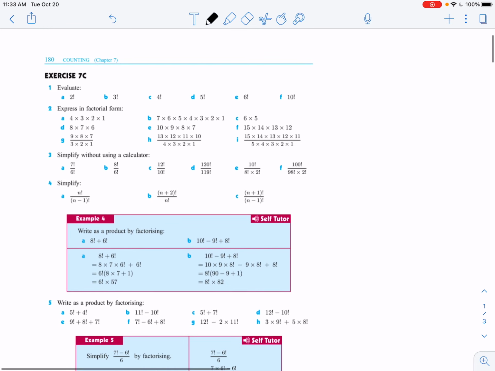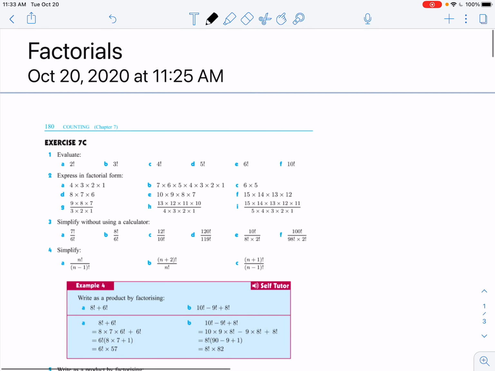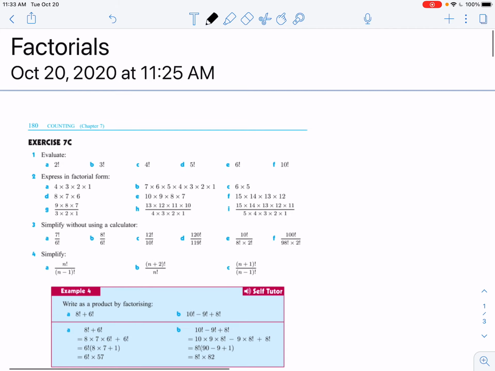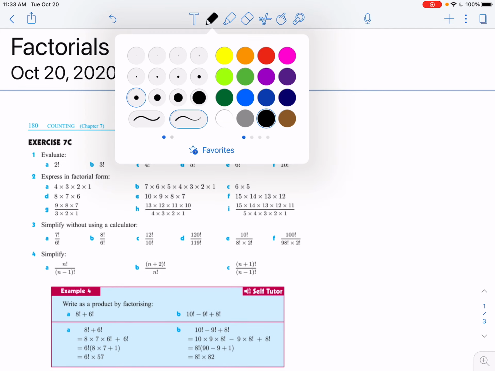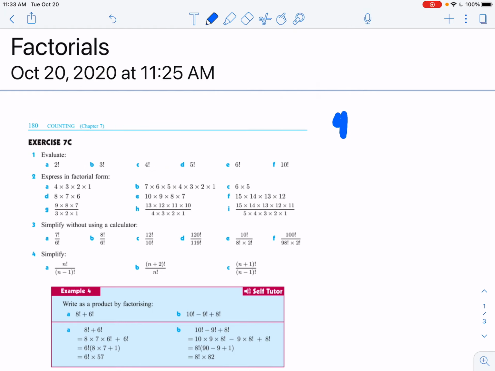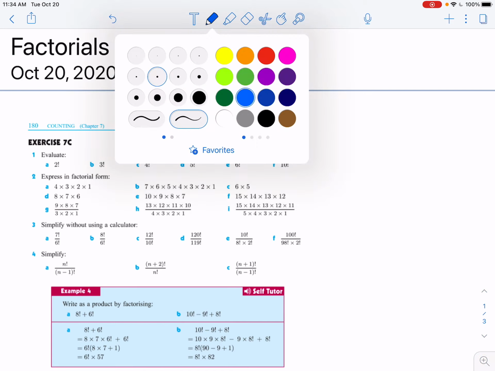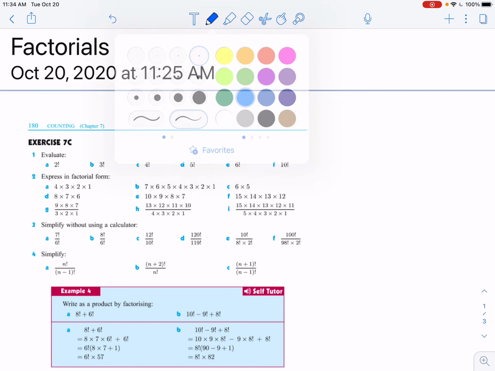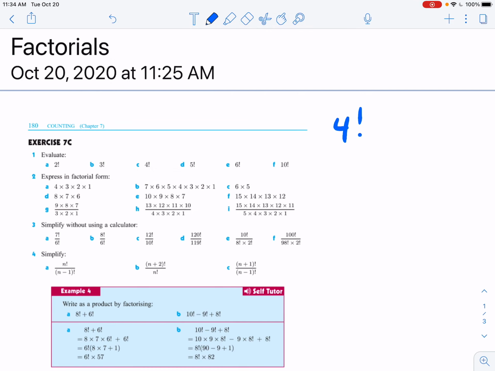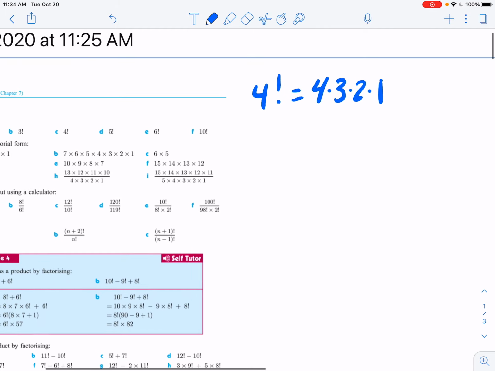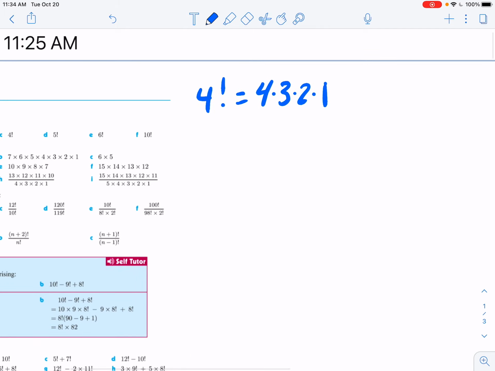So first of all, let's define what it means to have a factorial. A factorial we write with an exclamation point. If I have something like 4 factorial, what this means is I'm going to start with that number, and I'm going to multiply by every integer as I descend down. I'm going to multiply by 1, and then I'm going to stop. I'm done.